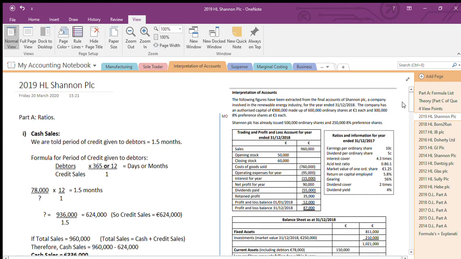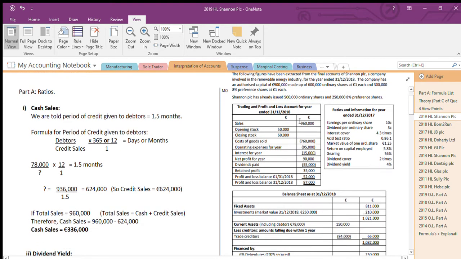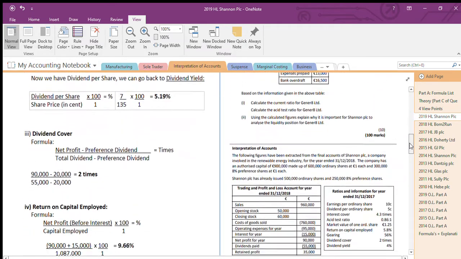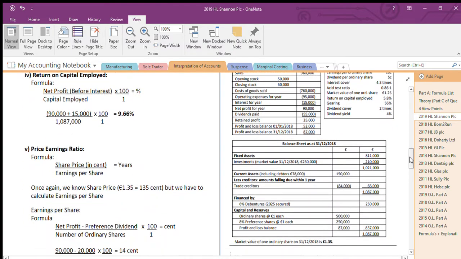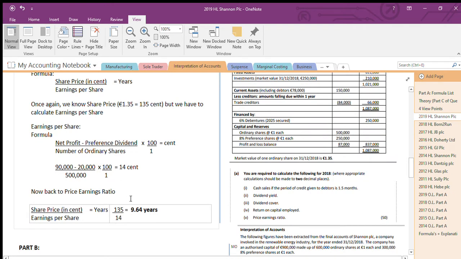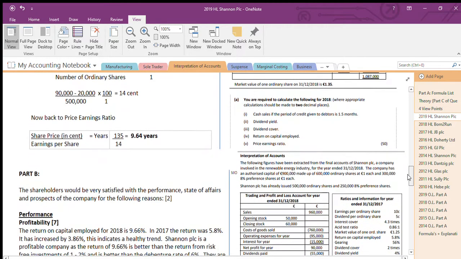This is the 2019 question. We have done this already. The left side, we've looked at the ratios. We define cash sales, dividend yield, dividend cover, return on capital employed, and the price earnings ratio. And I've gone through this. This is the first video we had looked at for ratios. So all of that is done. Now we're on to part B.